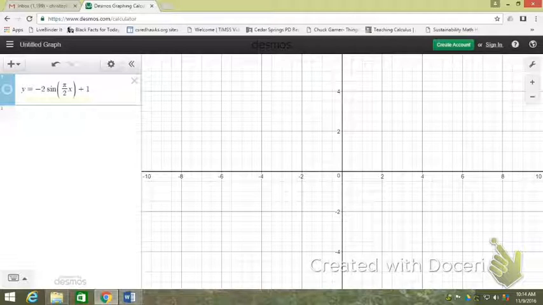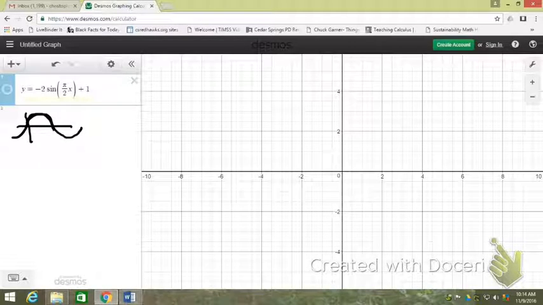So very first thing, I'm always going to think about what does the function actually look like, the parent function. So I realize that I'm looking at the sine function. And so my sine function really would look like something like that.